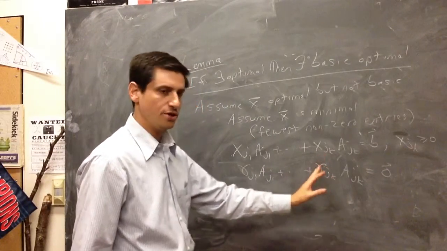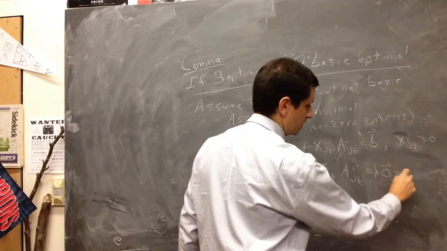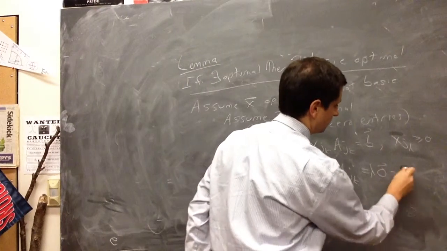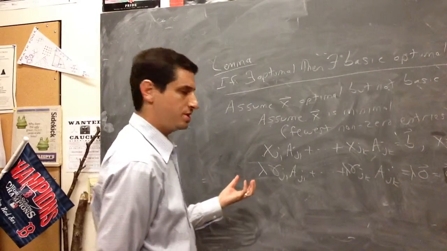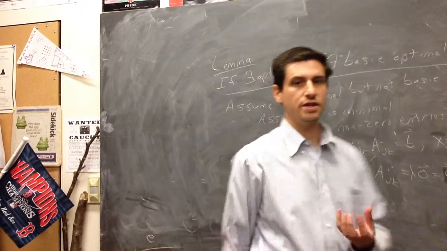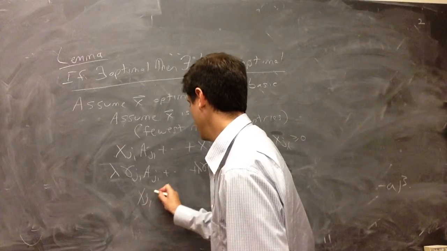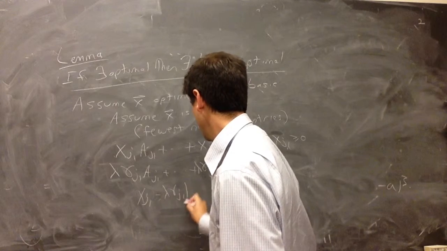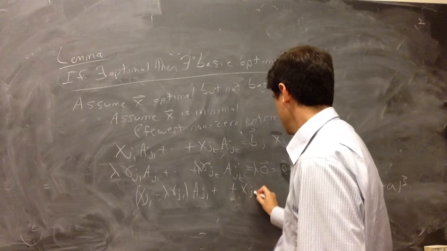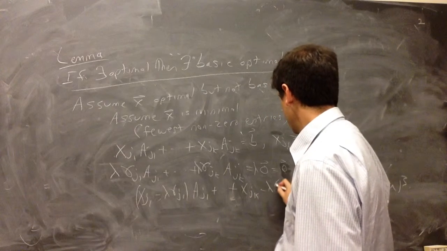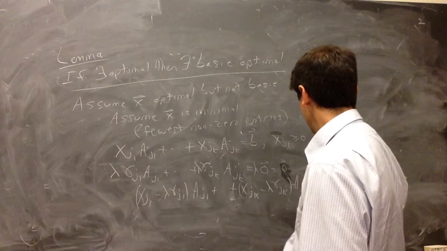And so we have this linear combination. We can multiply through by lambda, and it's still going to equal 0. Lambda times 0 is still 0, and of course, the 0 vector. And so now this is very similar to how we did the proof before with the basic feasible. And so what we're going to do now is we're going to subtract, and we'll get (xj1 minus lambda gamma j1) aj1 plus dot dot dot plus (xjk minus lambda gamma jk) ajk equals b.